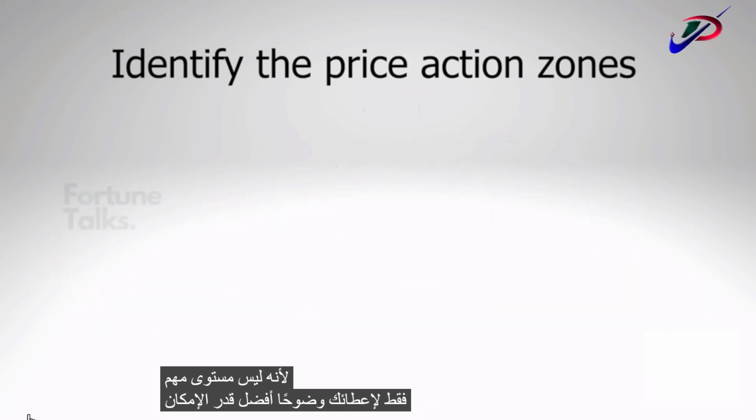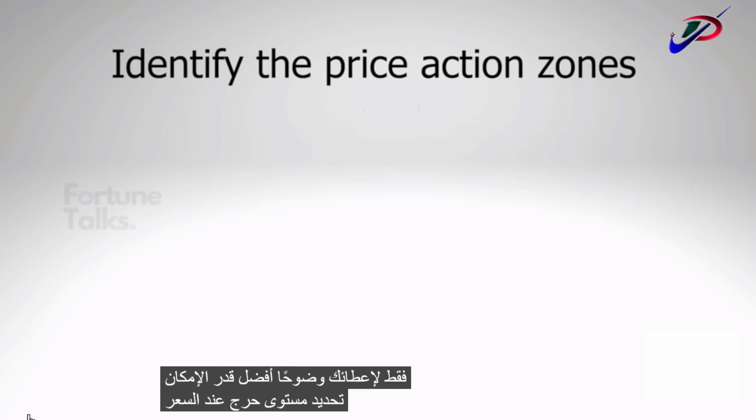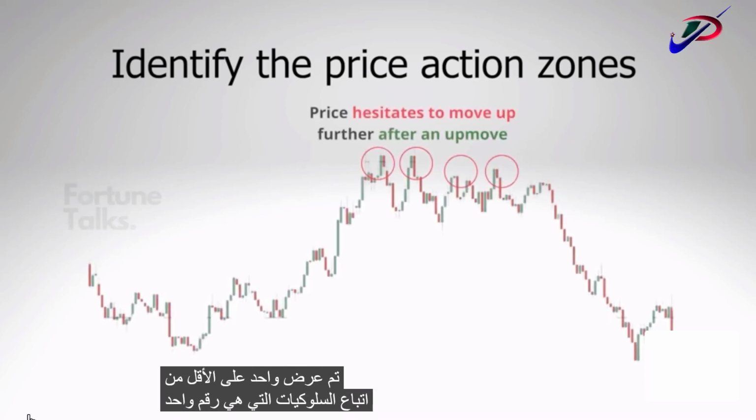Just to give you better clarity, you can identify a critical level when the price has displayed at least one of the following behaviors. That is, number one, the price hesitates to move up further after a brief up move.